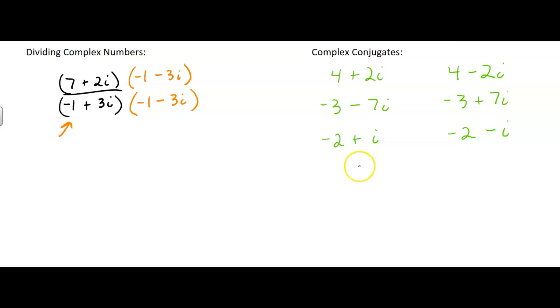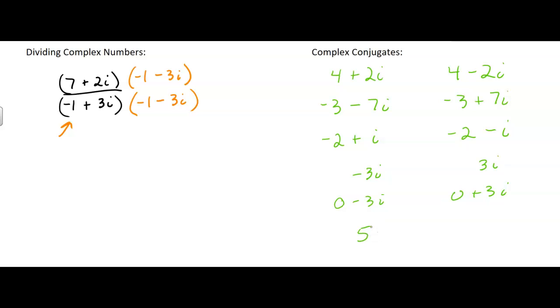What would be the conjugate of negative 3i? It would be positive 3i. Think of it as 0 minus 3i and 0 plus 3i, okay? Now, you might be saying, what would be the conjugate of 5? Well, that's just a real number, so we don't have to worry about that.